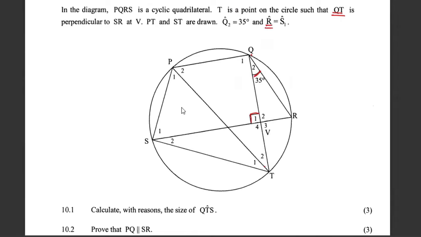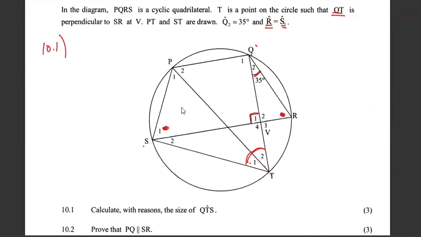Then R is the same as S1. This angle here is the same as this angle here. Okay, then 10.1, calculate with reasons QTS. QTS, this entire angle is what they need. Does that make sense? It has to.